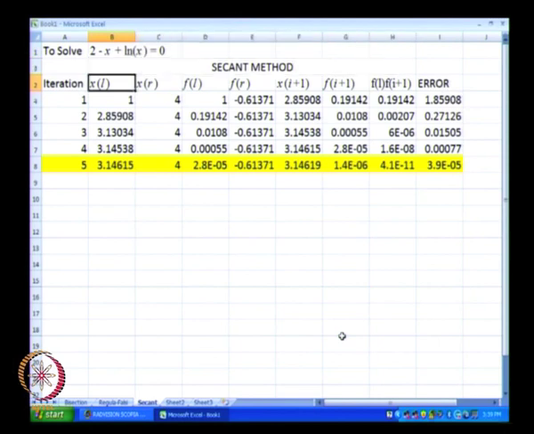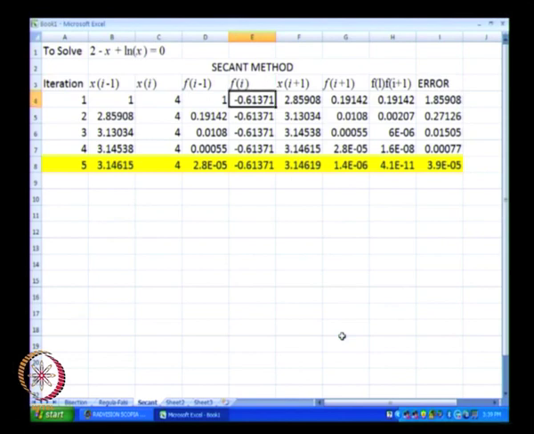Okay. And in the secant method, we do not have the concept of xl and xr. Instead we have x of I plus 1, x of I minus 1, and x of I. So this guy is going to be nothing but x of I minus 1, the next guy is going to be nothing but x of I. Likewise, we will have f of I minus 1 and we will have f of I.